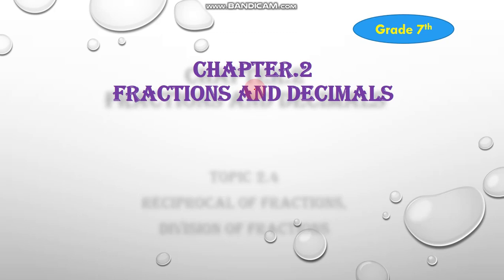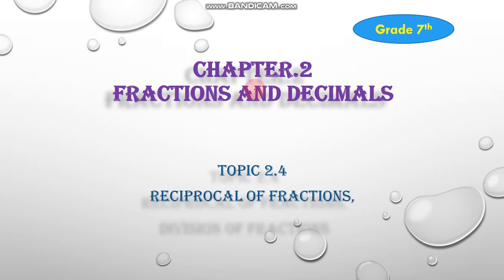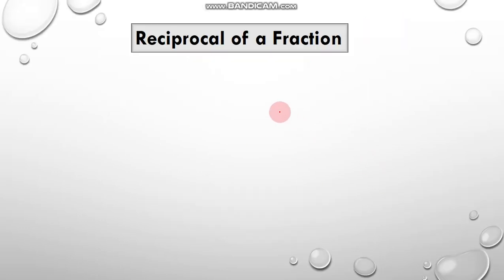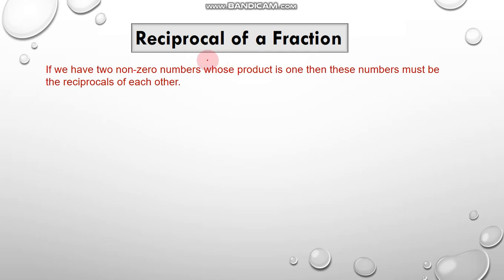Hello dear students, and let's start studying chapter 2 fractions and decimals, topic 2.4 from your NCERT textbook, that is the reciprocal of fractions and division of fractions. So let us first understand what is reciprocal of fraction. If we have two non-zero numbers whose product is 1, then these numbers must be the reciprocal of each other. So if you are multiplying two non-zero numbers and you get their product as 1, then we can say that two numbers are reciprocals of each other.